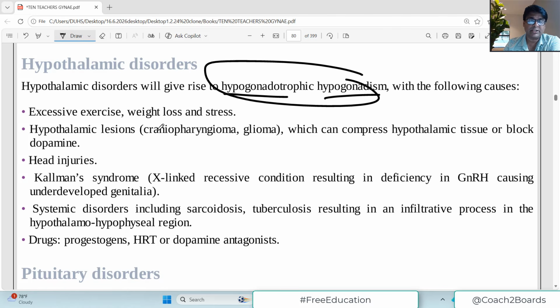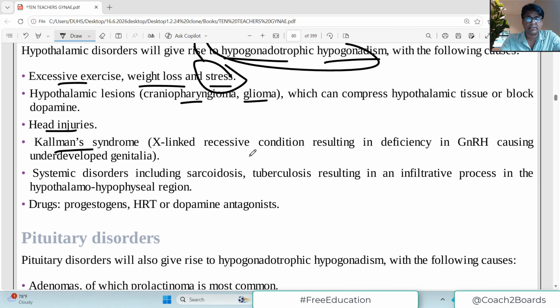सो इसके कॉमन रीजंस हो सकते हैं वेट लॉस, स्ट्रेस इज अ वेरी कॉमन रीजन फॉर नॉट हैविंग मेंसेस. ओके, एक्सेसिव एक्सरसाइज, एथलीट्स में प्रॉब्लम देखा जाता है कॉमनली. देन देयर कैन बी हाइपोथैलेमिक ट्यूमर सच एज ग्लायोमा, क्रैनियोफेरिंजियोमा, एंड मे बी अदर शॉक की वजह से ब्लड सप्लाई नहीं है. हेड इंजरीज जिसमें हाइपोथैलेमस डैमेज हो रहा है.